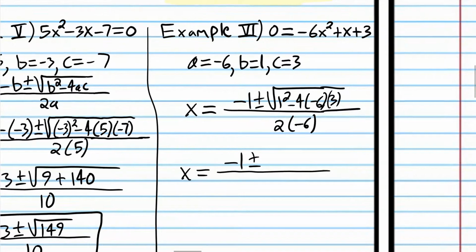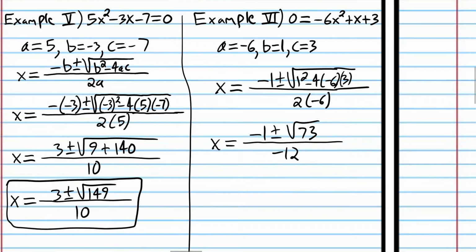So negative 4 times negative 6 is 24. 24 times 3 would be 72, and then 1 squared is 1. 72 plus 1 is 73. So 2 times negative 6 is negative 12. You see how fast you can do that if you do that part in the root in your head.